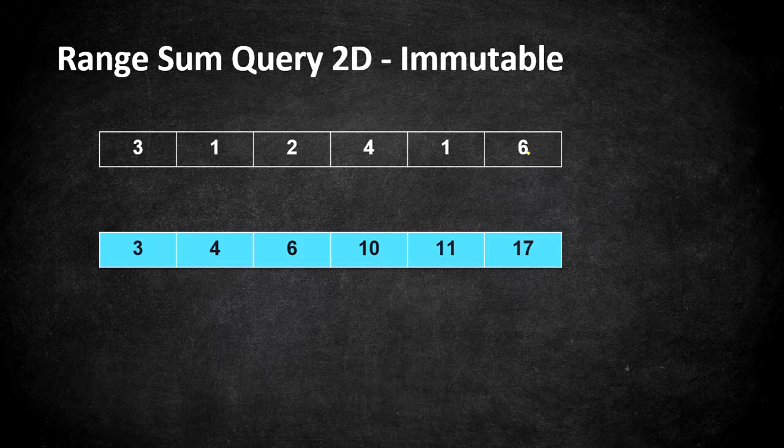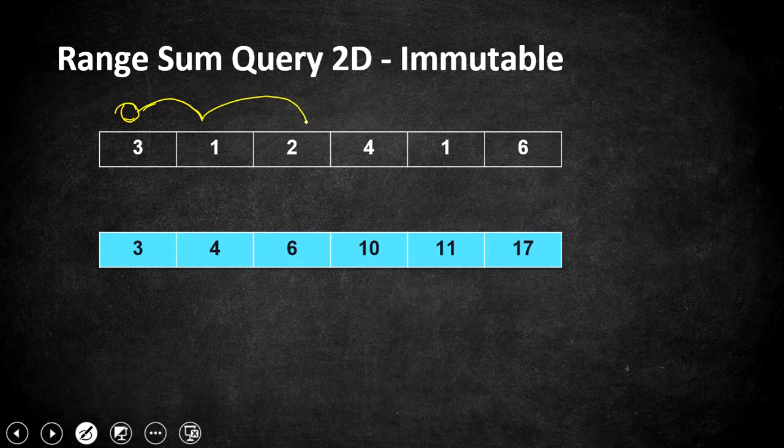Prefix sum is nothing but the sum of a range starting from the 0th index up to that point. So 3 plus 1 is 4, and at index 2 the sum will be from the 0th index till index 2, and at index 3 the sum will be from the 0th index till index 3. In the same way it calculates the sum up to the last index.